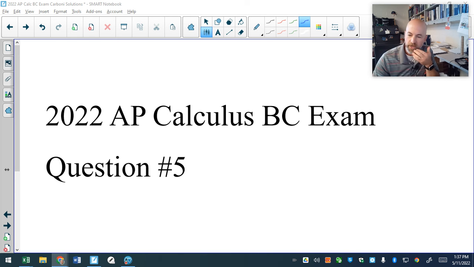So number 5, non-calculator question. We have two figures. We have a region R, a region W, the graphs of 1 over x squared, blah, blah, blah. A lot of these words in this big old paragraph are simply describing what I'm looking at. So W is unbounded. There's probably an improper integral coming our way. Find the area of region R.